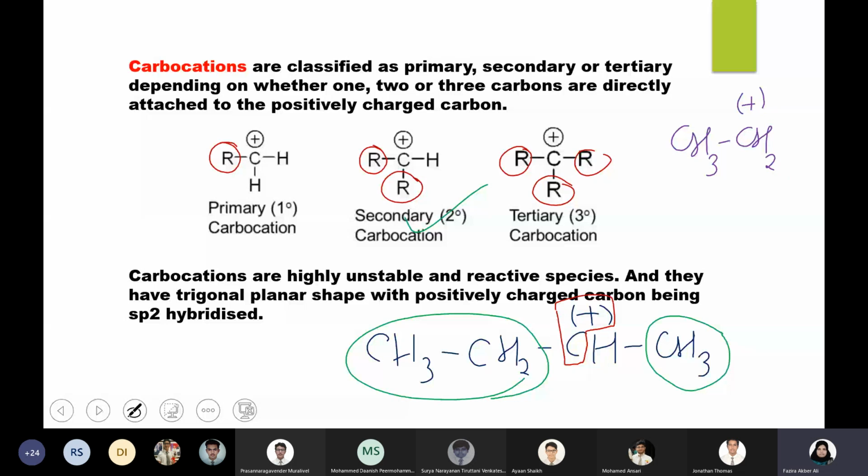CH3, CH2 plus. Primary, secondary or tertiary? Ma'am, primary. Yes, very good. As you can see here, there is only one alkyl group, the rest is two hydrogen, and the positive charge is on this carbon atom, right? So to this carbon, only one alkyl group is attached. So this is primary.